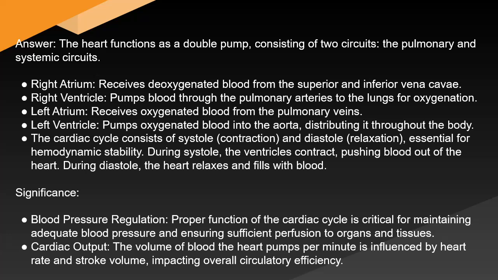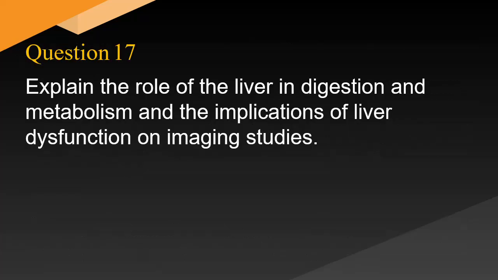The cardiac cycle consists of systole, contraction, and diastole, relaxation, essential for hemodynamic stability. During systole, the ventricles contract, pushing blood out of the heart. During diastole, the heart relaxes and fills with blood. Significance: blood pressure regulation. Proper function of the cardiac cycle is critical for maintaining adequate blood pressure and ensuring sufficient perfusion to organs and tissues. Cardiac output. The volume of blood the heart pumps per minute is influenced by heart rate and stroke volume, impacting overall circulatory efficiency.